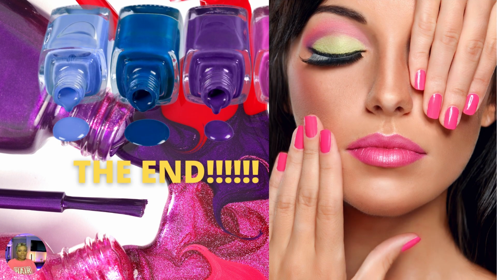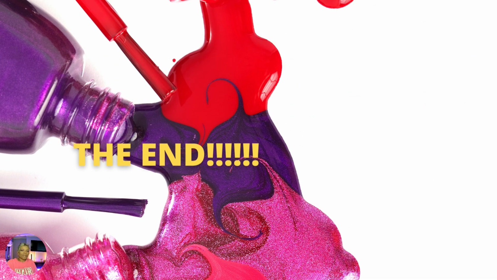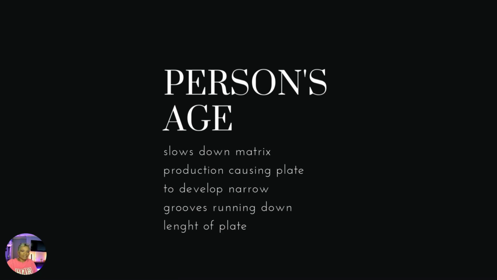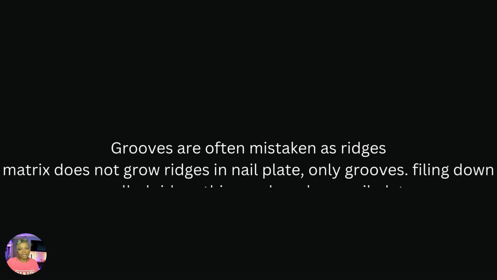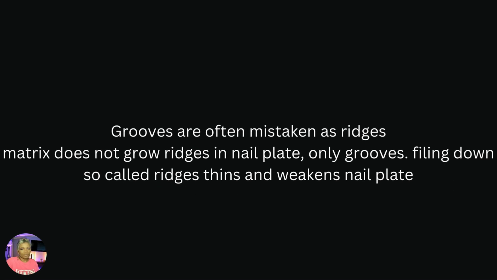And we pretty much, hold on. Let me, before I say the end, let me look at this. You see where it says a person's age slows down the matrix production? That is so true because as you age, your body just starts to do different things, and it will slow down the growth and the production of your cells, just like with skin, like I said, skin regeneration and things of that nature.